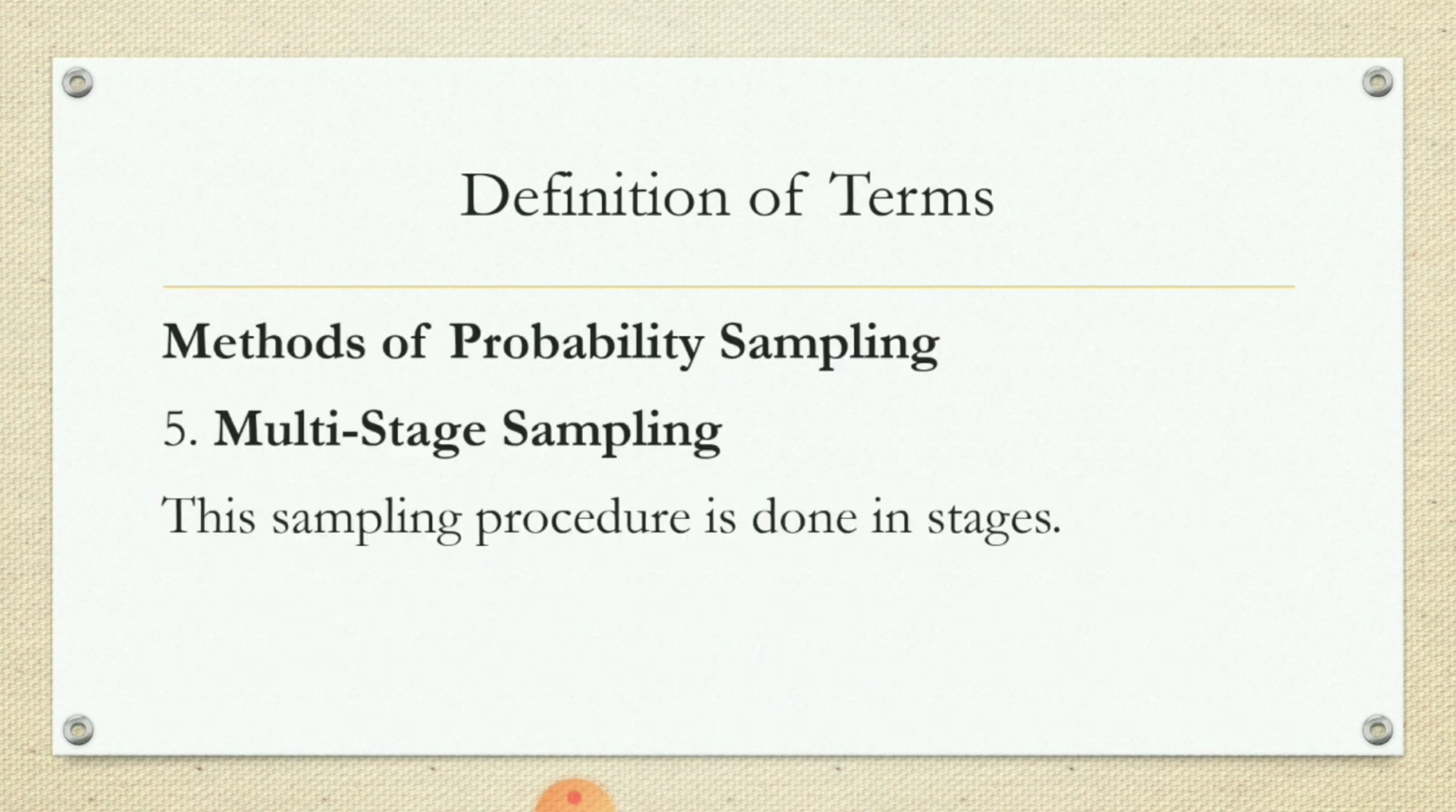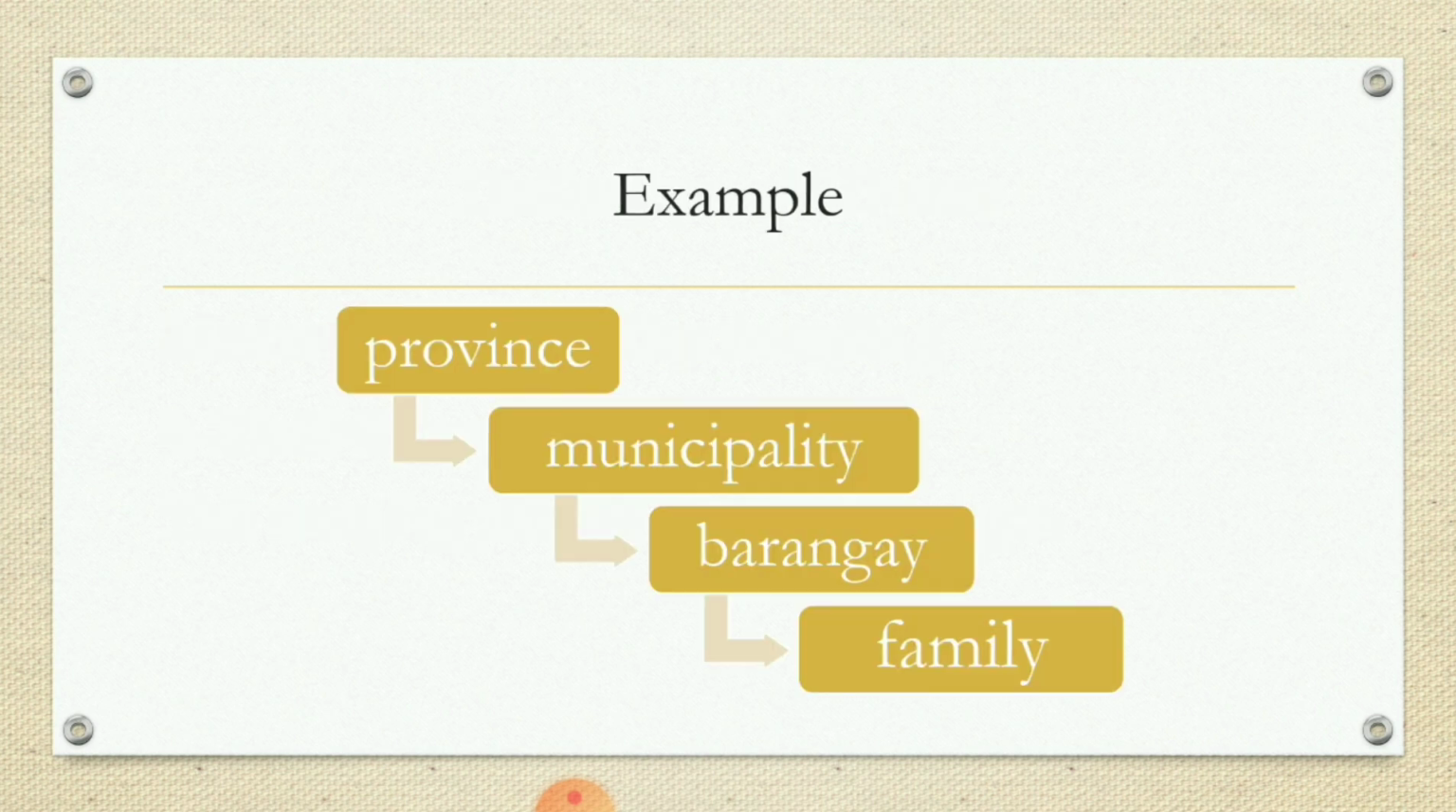Then, the last method is multi-stage sampling. This sampling procedure is done in stages. For example, if you wish to know the practice of family planning of families in Nueva Vizcaya, you may use multi-stage sampling. It's because the province itself is broad.